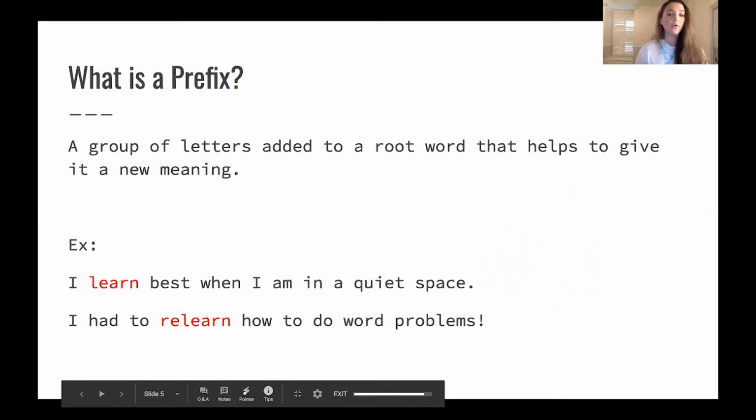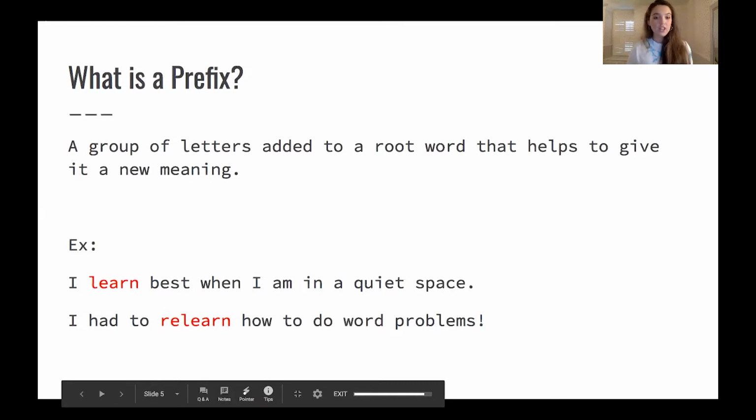So for example, here's a sentence that you might hear on a daily basis. It says, I learn best when I am in a quiet space. That is saying you are learning. That is how you learn. But let's look at this next sentence. I had to relearn how to do word problems.